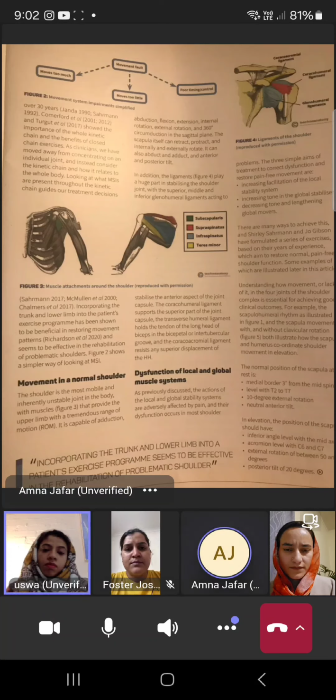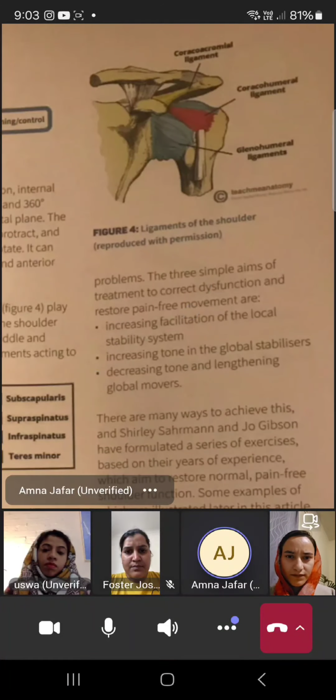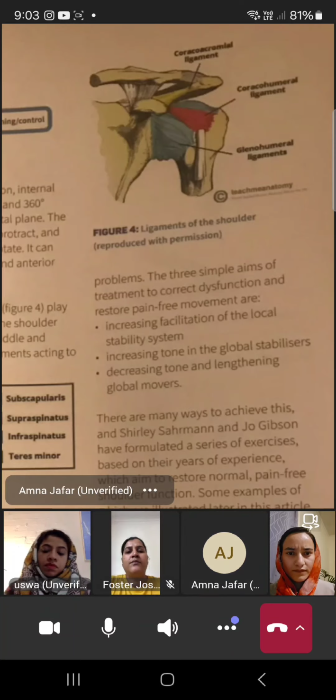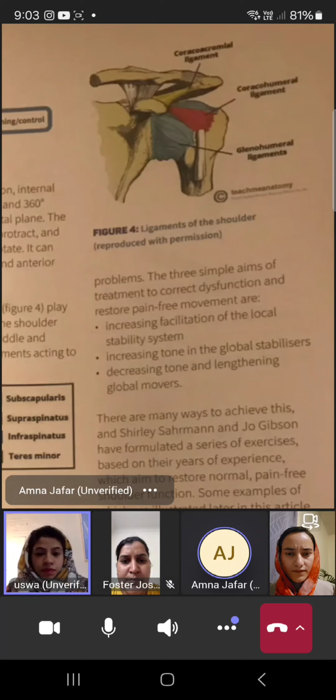So the ligaments I'll be discussing, not the attachments again, but just a reminder. You can see from figure 4 that it is surrounded by 3 types of ligaments: coracoacromial ligament, coracohumeral ligament, and glenohumeral ligament. Okay. So now I'll be discussing dysfunction of local and global muscle systems.